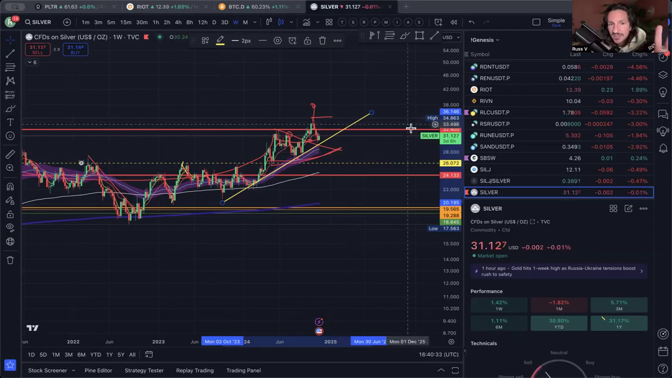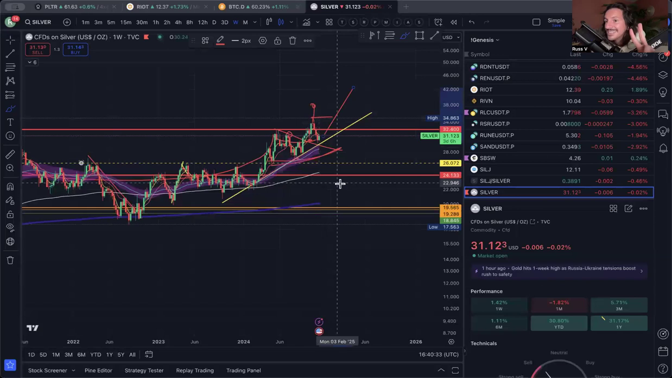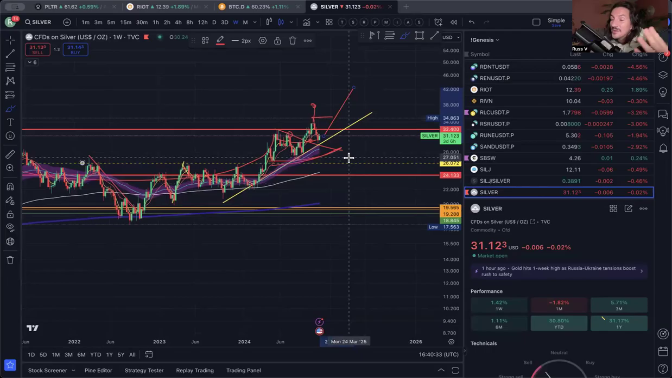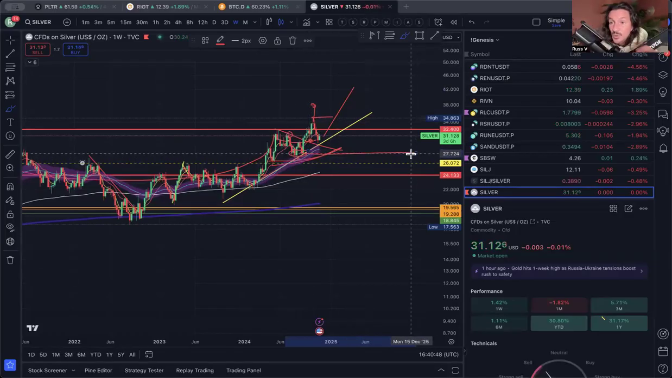But once again, there are two options here. The first option, we bottomed, and we're going to go now into our next wave. The second option, if that ABC correction together with gold, then we need one more down. And where I think this down can bring us is this pocket of liquidity around 28. So let's mark this 28.